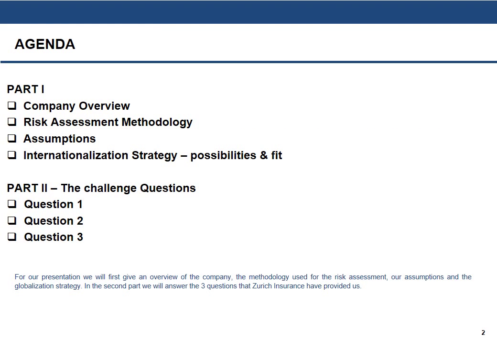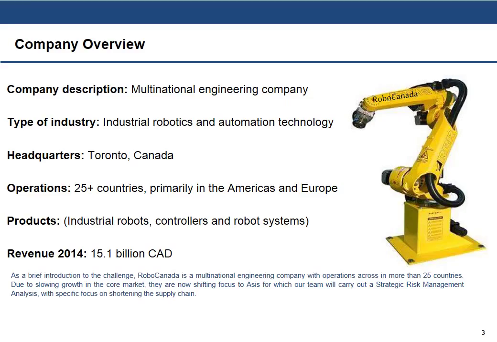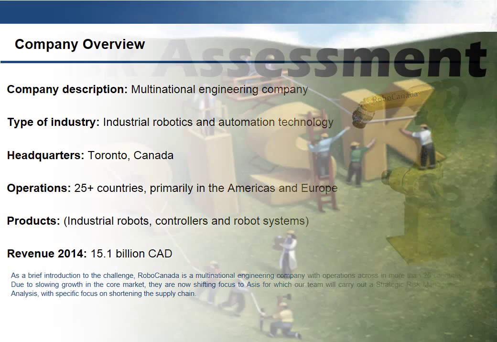For our presentation, we will first give an overview of the company, the methodology used for the risk assessment, our assumptions and the globalization strategy. In the second part, we will consider the 3 questions that Zurich Insurance have provided us. As a brief introduction to the challenge, RoboCanada is a multinational engineering company with operations spread across 25 countries. Due to the slowing growth in the core market, they are now shifting focus to Asia, for which our team will carry out strategic risk management analyses with specific focus on shortening the supply chain.